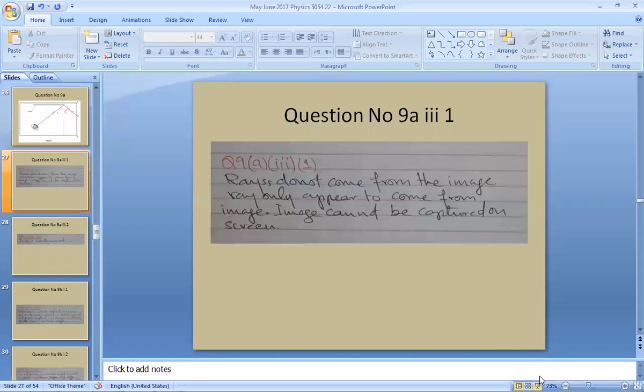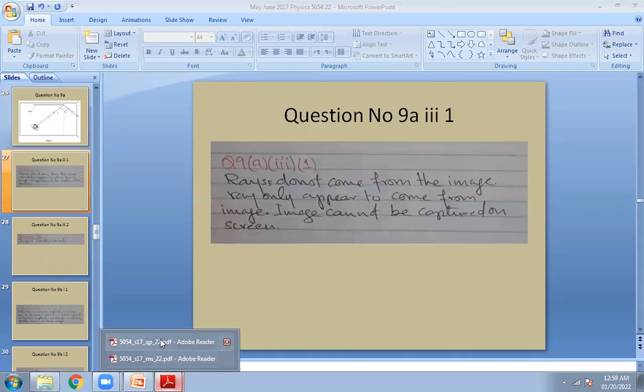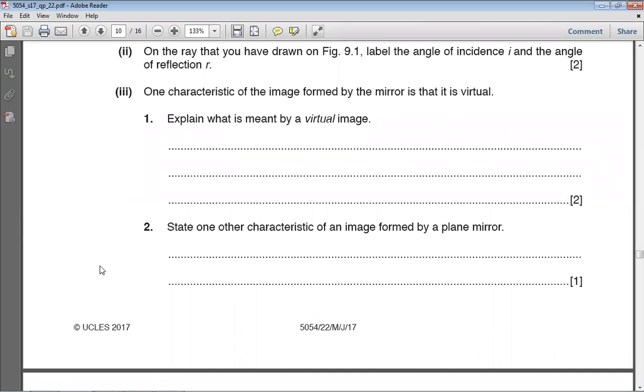So the next question they are asking, that was a 2-mark question. The next thing they are asking is, state one other characteristic of an image formed by a plane mirror. So the image formed by a plane mirror is virtual image. There are several characteristics of the virtual image formed by the plane mirror. For example, the image is laterally inverted.